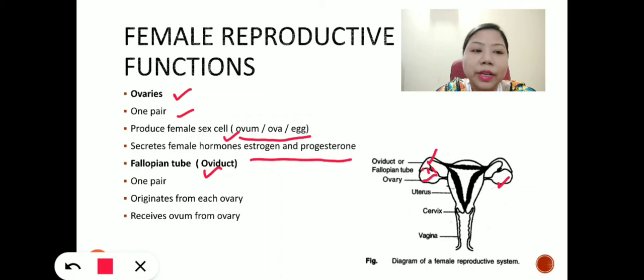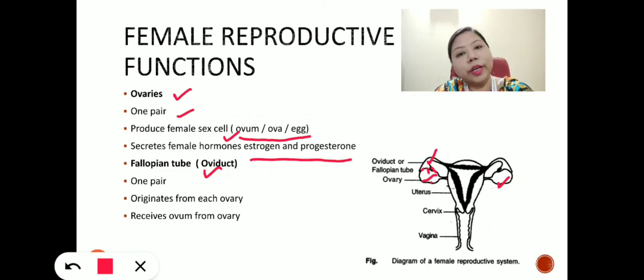When the ovary releases the ovum or the egg, it can receive it. A number of eggs are present inside the ovary, but only one egg matures at a time, and the eggs are produced from each ovary alternately. If in one month the right ovary releases the egg, in the next month the left ovary will release the egg.